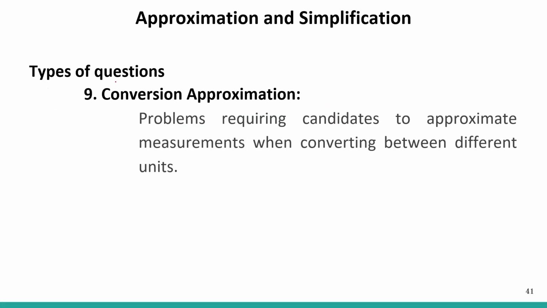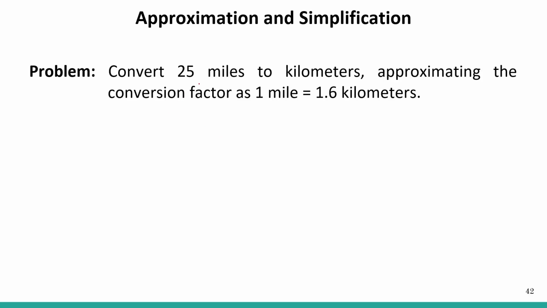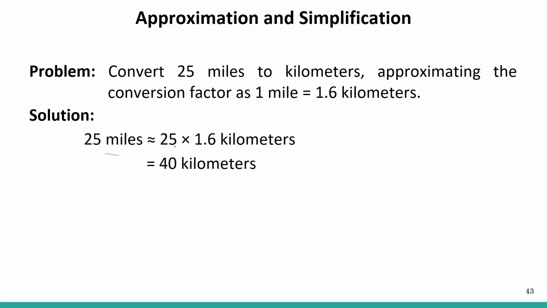So let's see question type 9, conversion approximation. These are problems requiring candidates to approximate measurements when converting between different units. Convert 25 miles to kilometers approximately. When the conversion factor is 1 mile equal to 1.6 kilometers, 25 miles is equal to 25 into 1.6. This will be equal to 25 into 16 by 10. Solving it, 5 by 2, so it will be 8. So 5 into 8 is equal to 40. So 25 miles is equal to 25 into 1.6 kilometers, that is 40 kilometers.